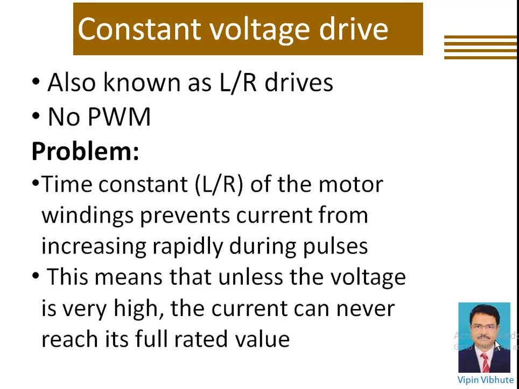But the problem with these drives is, as we know, an inductor opposes the rate of change of current. So the time constant, or the L/R of the motor, prevents the current from increasing rapidly during pulses. This means that unless the voltage is very high, current can never reach its full rated value. If the current does not reach its full rated value, it will not develop the equivalent torque or speed. So in stepper motors, constant voltage drives are not used because we have to move in steps, or switch the coils on and off.